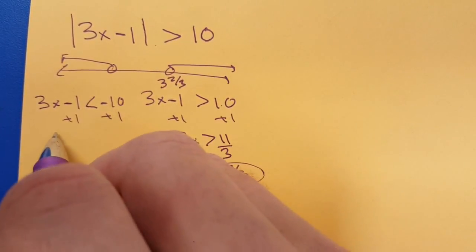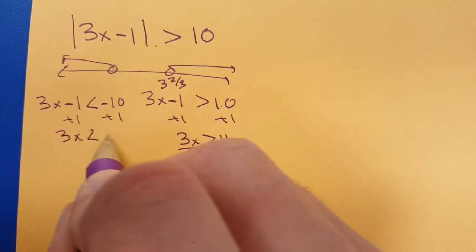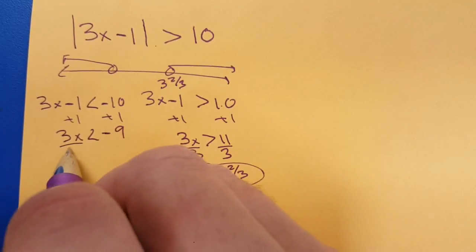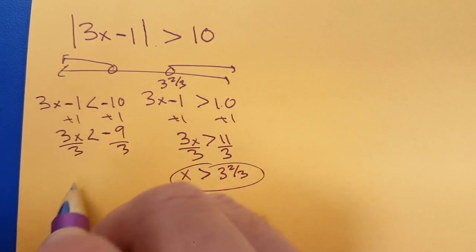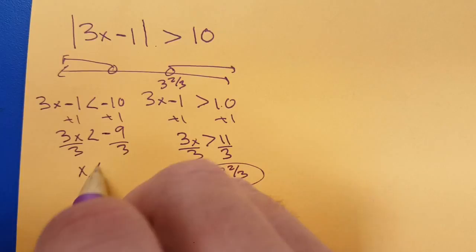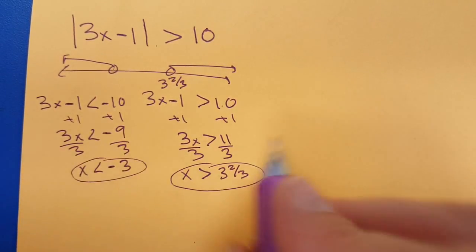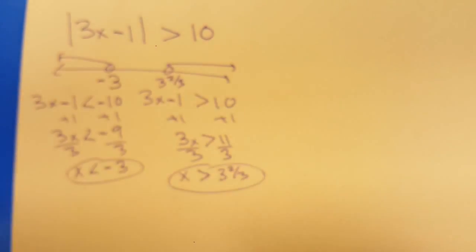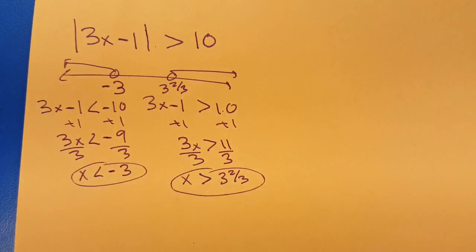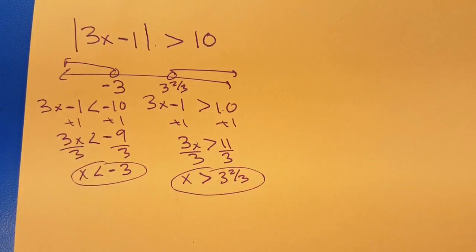Plus 1, plus 1. 3x is going to be less than a negative 9 divided by 3, divided by 3. X is going to be less than a negative 3. Okay. There we go. So that's what I would kind of like you to start thinking, students, all right? Think about the end product and then how do I get there?